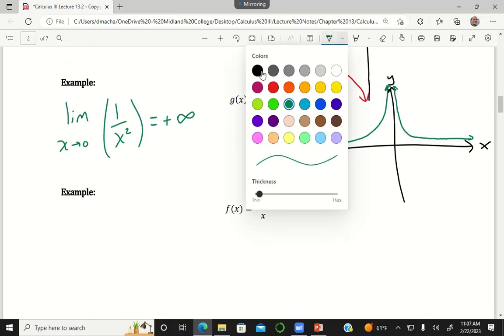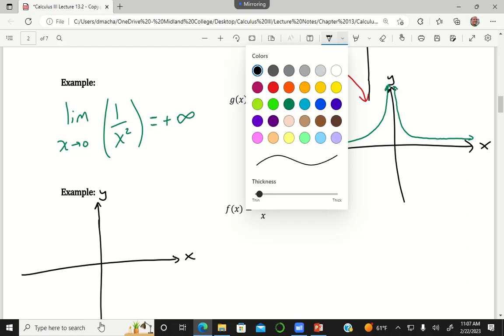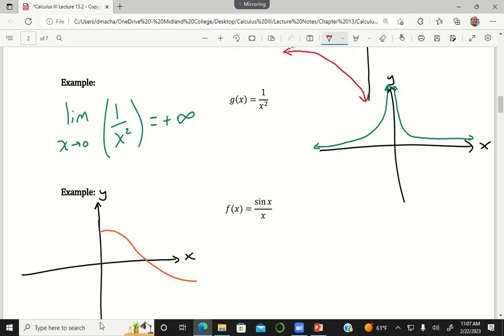Okay, so this example where I have sine of x over x, this function kind of looks like this around the origin. And actually, if you just plugged in x equals 0, this would be sine of 0 over 0, which would be 0 over 0. So the function is not defined at x equals 0.